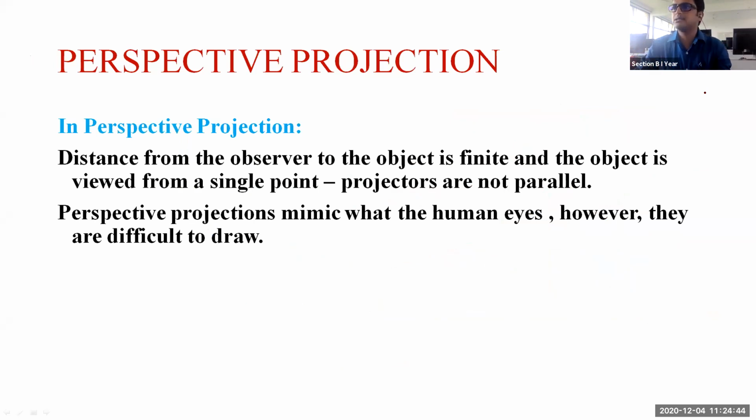In perspective projection, I have written a few points here. The distance from the observer to the object is finite. Keep this in your mind. This finite I am highlighting. The distance between the observer and the object, lamppost or any object, is finite, which means we can measure it. And the object is viewed from a single point. Second point to be noted. The projectors are not parallel. Third point to be noted.